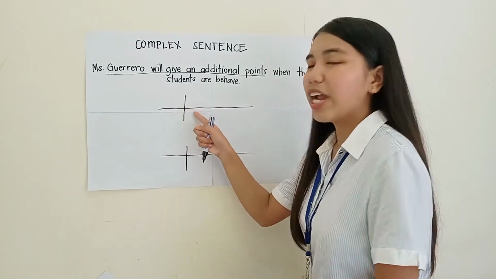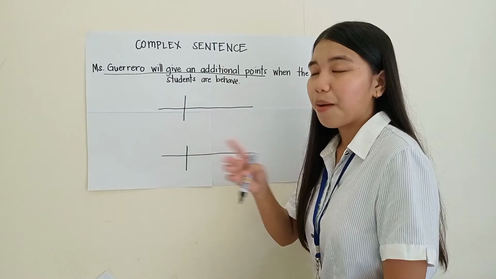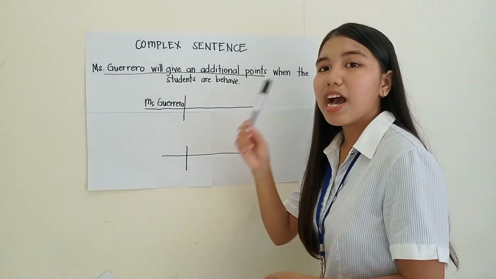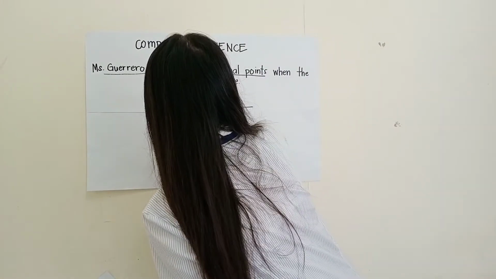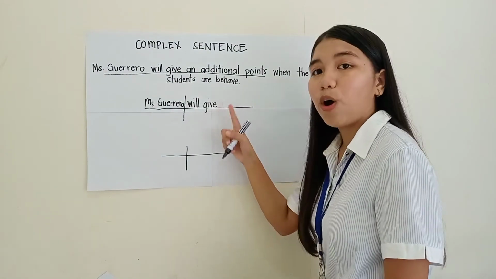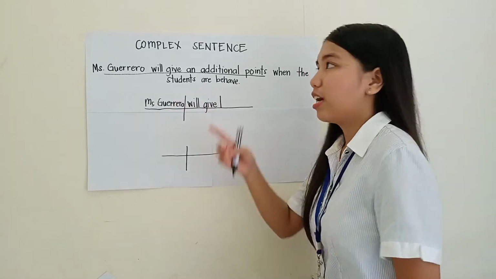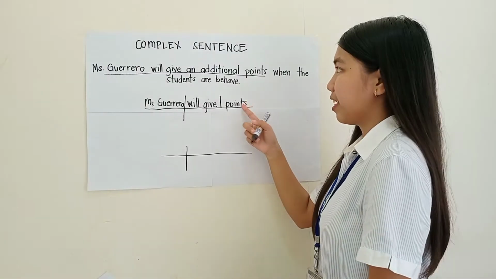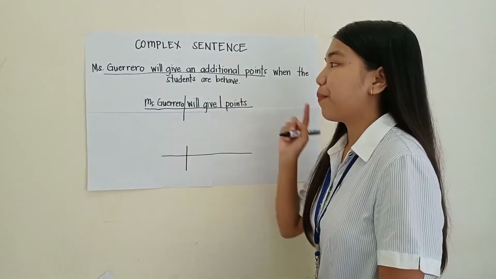We should first write here the independent clause. So what is the subject? The word is Miss Guerrero. And what is the action verb? The word is will give. Then we should put another vertical line, but it does not go through the horizontal line. What will Miss Guerrero give? Points. So we write here points, like this.